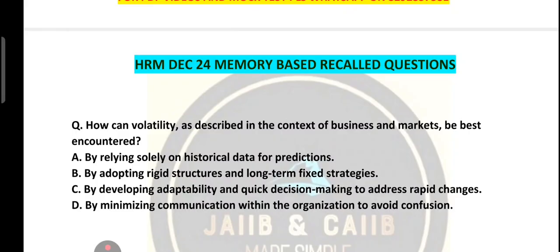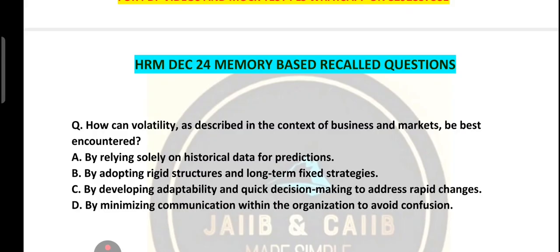What about option C, by developing adaptability and quick decision making to address rapid change? Yes, this is the correct answer. Let me explain with a simple example. Imagine a restaurant that quickly changes its menu based on customer demand, like adding summer drinks when the heat rises suddenly. That is called adaptability. Or a company shifting to online sales when offline stores are down due to a sudden lockdown. Why is that company shifting to online sales? Because of the sudden lockdown. That is quick decision making. This kind of thinking helps business survive and grow in a fast changing world. So that is why option C is correct.